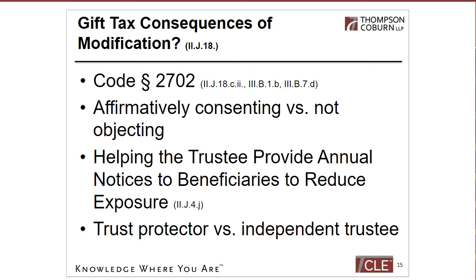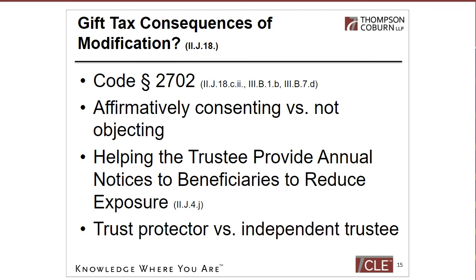So the other thing that you can do here is, what if you have this modification and the beneficiary doesn't object, but maybe the beneficiary didn't even know about it. So the beneficiary might have this ongoing right to object, and perhaps that right to object increases in value as the trust gets more valuable. So you want to really cut off the beneficiary's right to object. And so you should provide some kind of a notice.